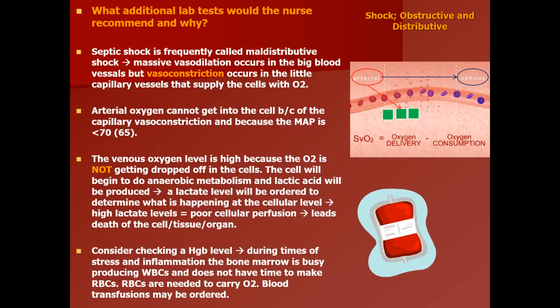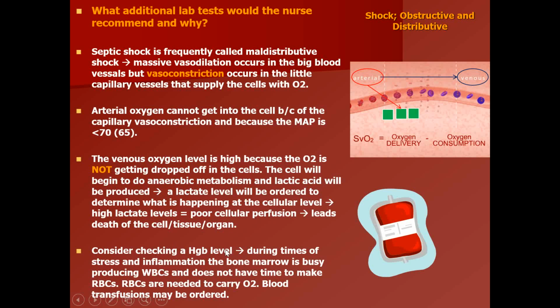Again, we call septic shock maldistributive shock because what you have to think about is that even though the big blood vessels are massively vasodilated, the itty bitty little capillaries are constricted, and that's what causes the poor oxygen delivery state. How do you know this? Well, if you have an arterial oxygen concentration of, let's say, 100, your venous concentration of oxygen should be much lower. It should be 70 or 65. And if it stays at 100, then you know oxygen's not getting dropped off at the tissue level.